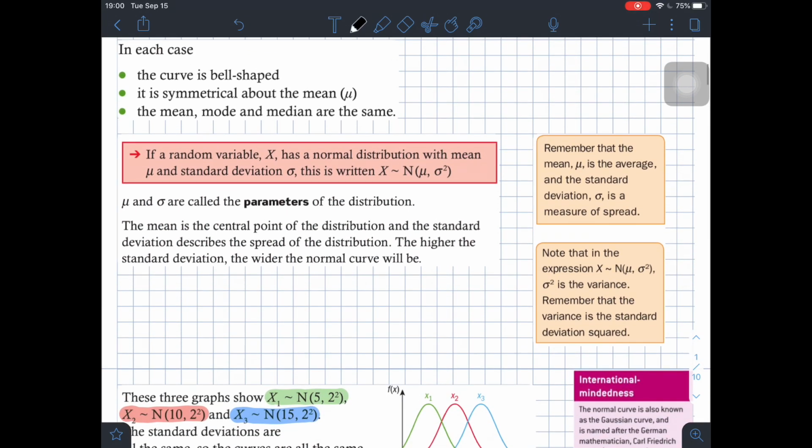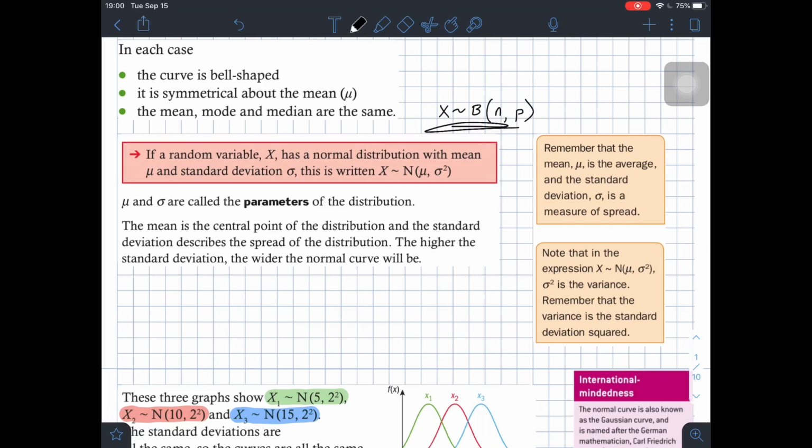Then it says, if a random variable x has a normal distribution with mean mu, which is a Greek letter, and the standard deviation sigma, this is written as, and this is how we represent a normal distribution. It means x is normally distributed with a mean value of mu and a variance of sigma squared, right? It's always expressed as mean and variance. If you remember from binomial distribution, we would say that a variable is binomially distributed with n number of trials and a probability of success p.